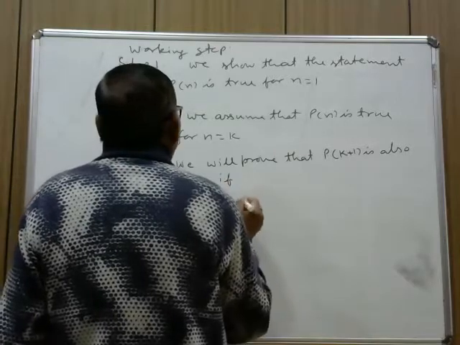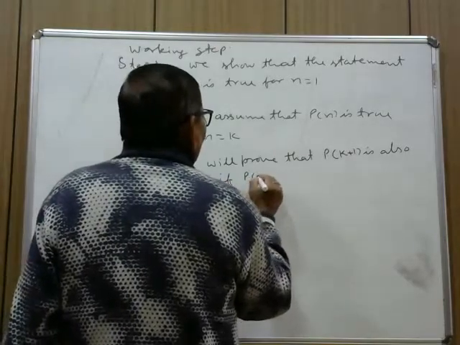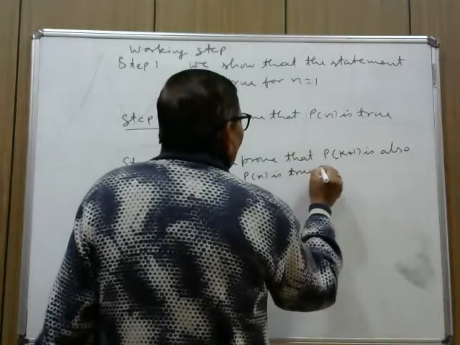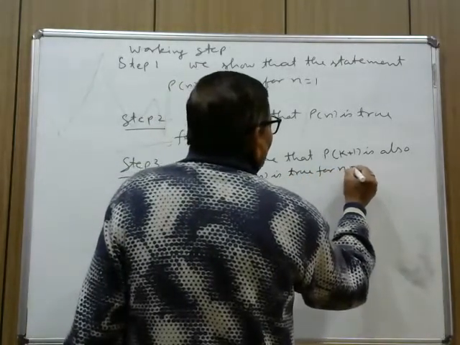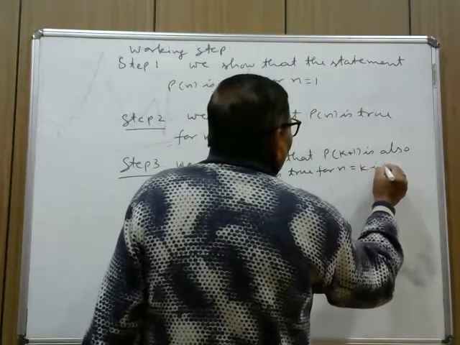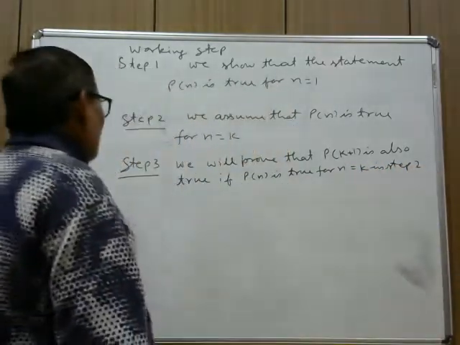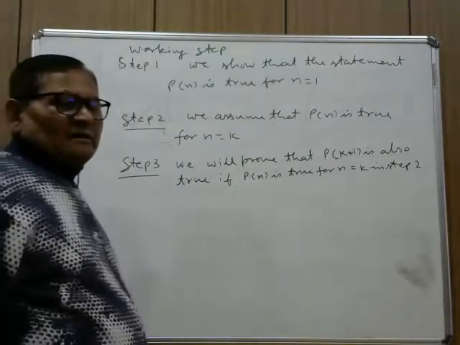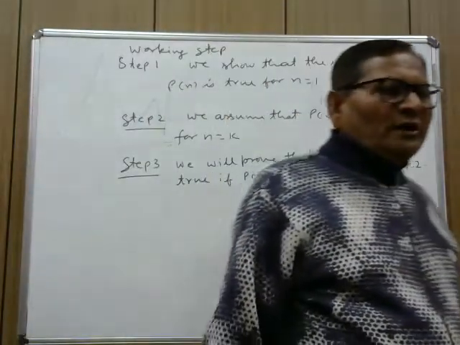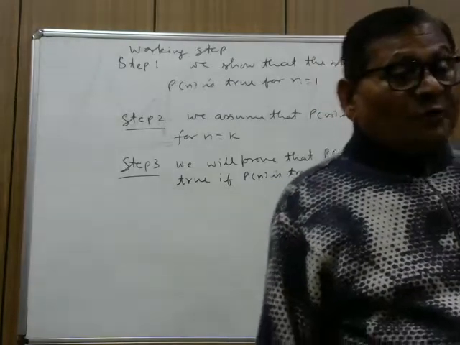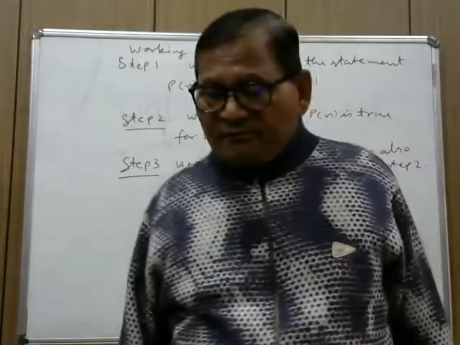If Pn is true for n equals to k in step 2. So there are 3 steps in which we are showing any given statement as a question that will be true for all the natural numbers n.